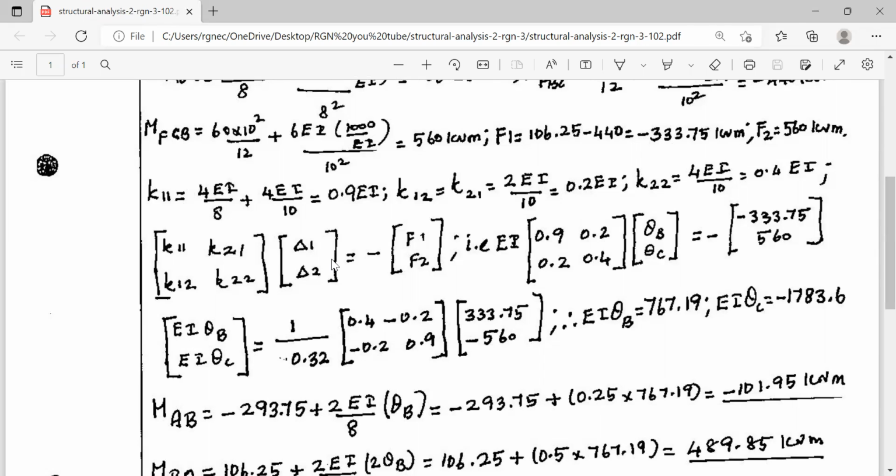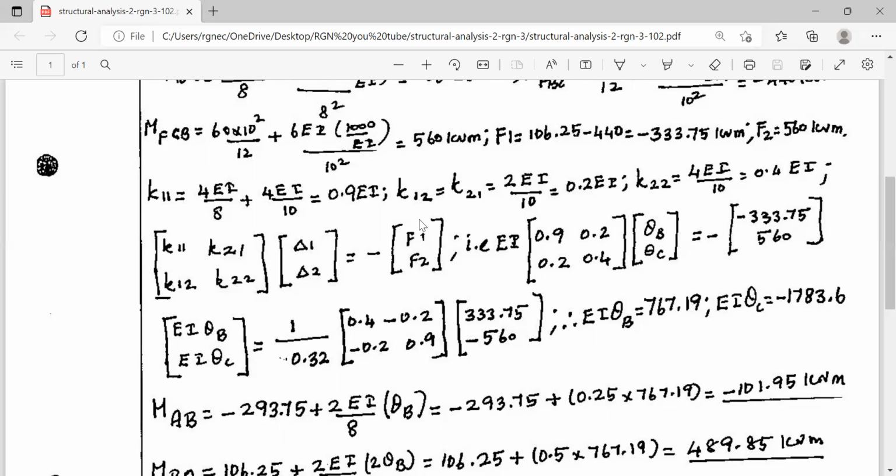K times delta is equal to the unbalanced force. Now this K is the moment introduced due to unit rotation, but we have to introduce the rotation theta B. Theta B is nothing but the delta 1, that is theta B into the moment due to unit rotation. The moment due to unit rotation is K11. So that multiplied by delta 1 will give you the moment caused by theta B. Similarly, we have to find out the moment due to theta C. We have got the stiffness coefficients, which are nothing but the moments caused by unit displacement. So for getting the total moment, we have to multiply by the rotation theta C.